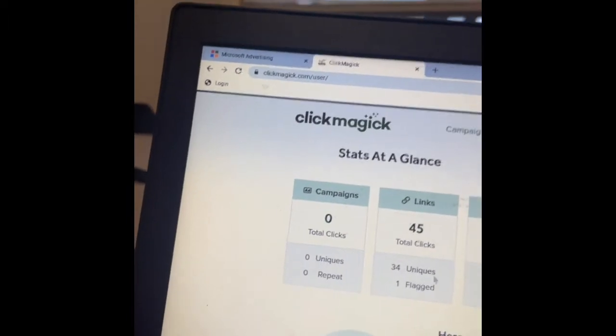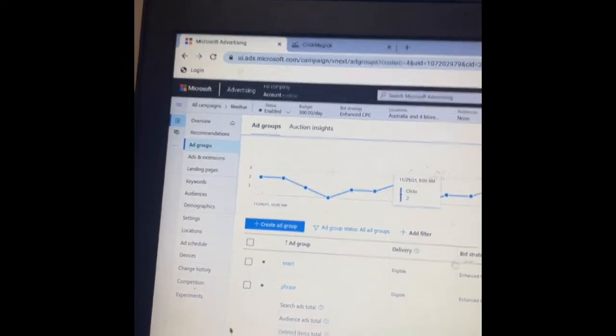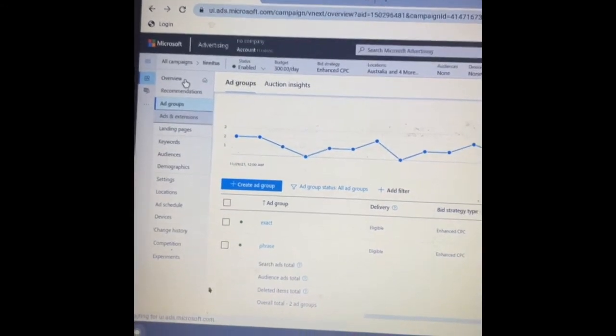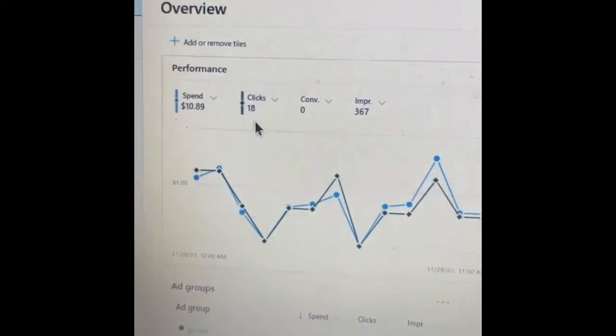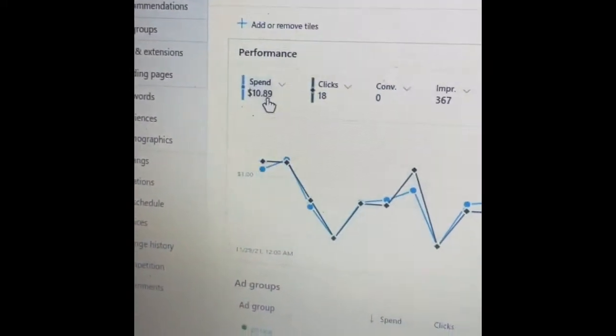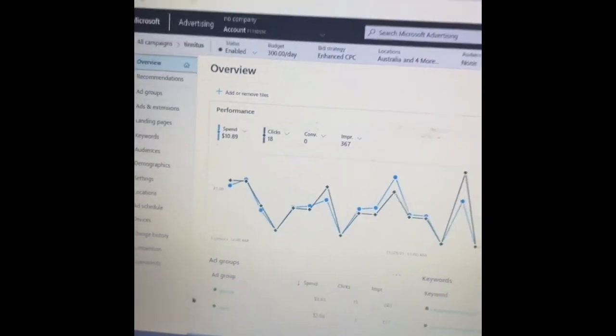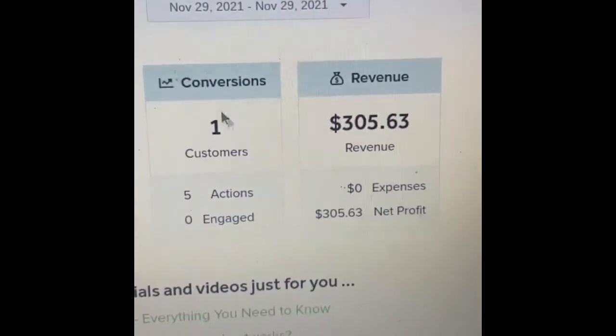All right, let's dive into this campaign. Let's get it. Overview. Today is November 29th. It's Monday. As you can see, today we received 18 clicks and we only spent about $10 today. That's all. And we made $305.